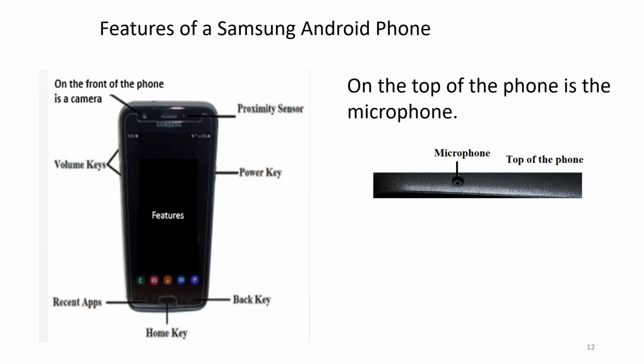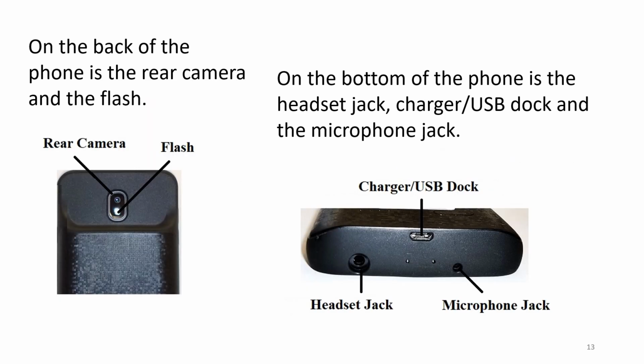Features of a Samsung Android phone. On the front of the phone is a camera, volume keys, recent apps, home key, back key, power key, and proximity sensor. On the top of the phone is the microphone. On the back of the phone is the rear camera and the flash. On the bottom of the phone is a headset jack, charger or USB dock, and the microphone jack.